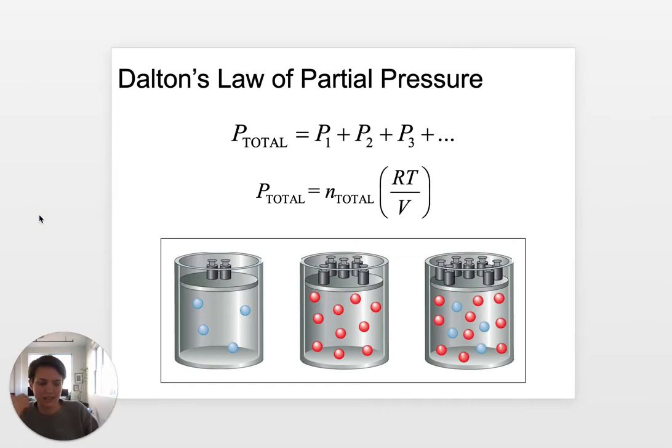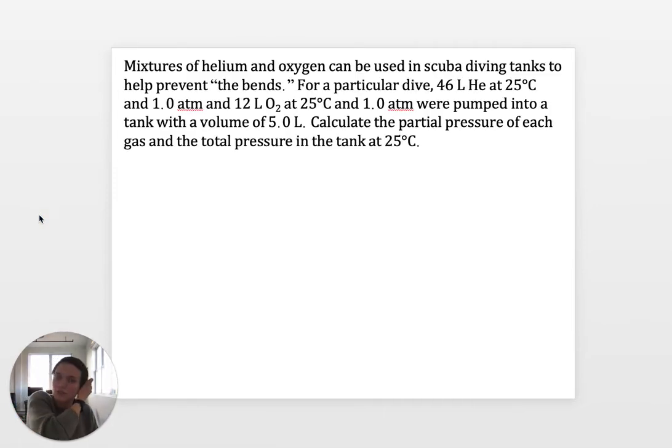Okay, so our next slide is a good example of that. So in scuba diving, you have a mixture of gases in your tank. Here we have helium and oxygen. For a particular dive, we have 46 liters of helium at 25 degrees Celsius and 1 atm, and 12 liters of oxygen at 25 degrees Celsius and 1 atm. And they're pumped into a tank with a total volume of 5 liters. Calculate the partial pressure of each gas and the total pressure in the tank at 25 degrees Celsius. Okay, this is fun.